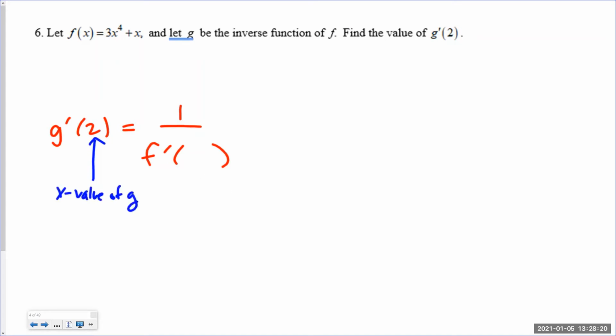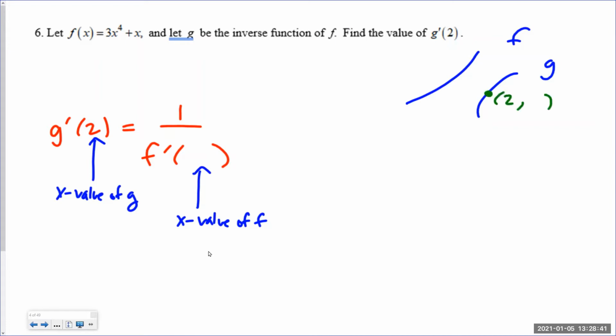Okay, what is this missing parentheses right here? That is the x value of my F. Go to the side of your paper, put an F and a G, and go ahead and figure out which point you know. The only point I know here is the x value of my G. So I come up here, I put in a point, and that's 2. If this is 2 comma something, then guess what? This is something comma 2. Okay, now look, I'm looking for the x value of my f. I still don't have it because that would go in this blank right here.